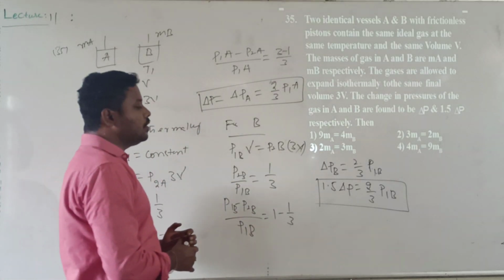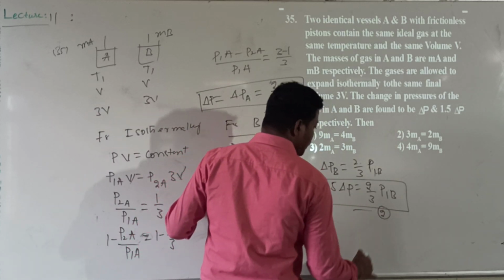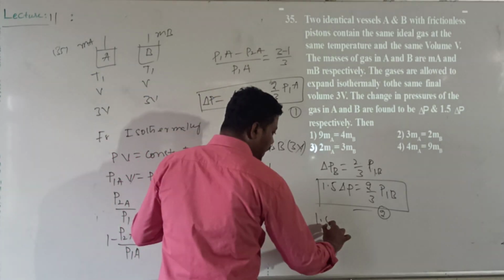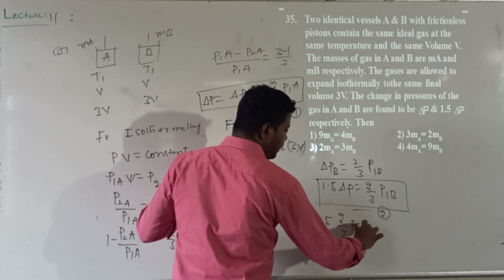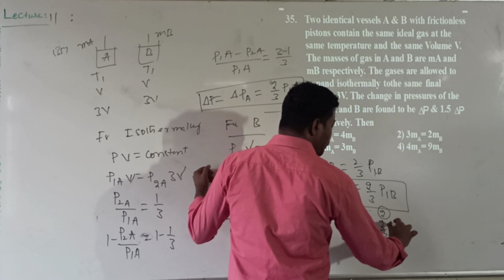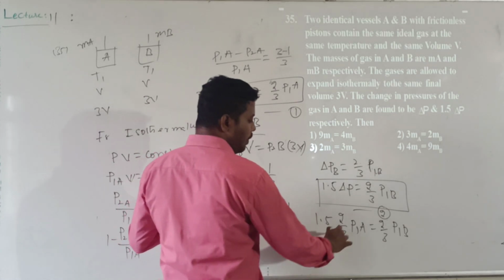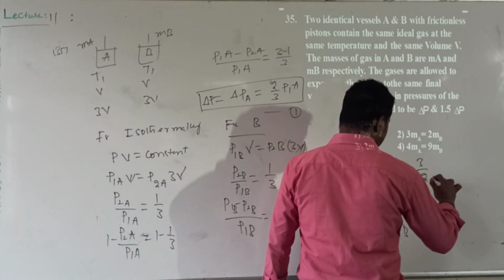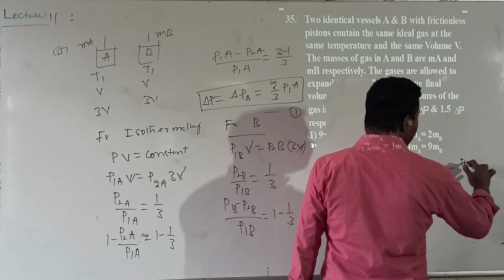Correct? Now can I substitute? Can I call this equation 1 and this equation 2? Substituting equation 1 in equation 2, tell me what I will get. 1.5 into 2 by 3 into P1A is equal to 2 by 3 into P1B. The 2 by 3 cancels. 1.5 can be written as 3 by 2. So 3 by 2 into P1A is equal to P1B.